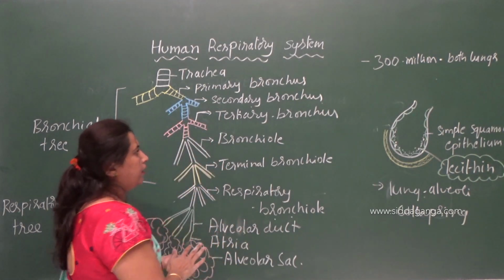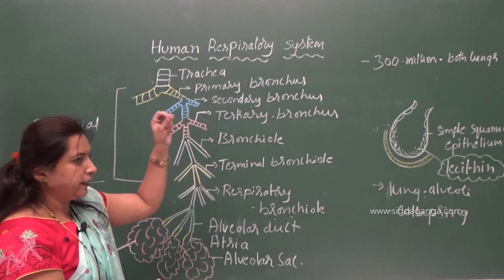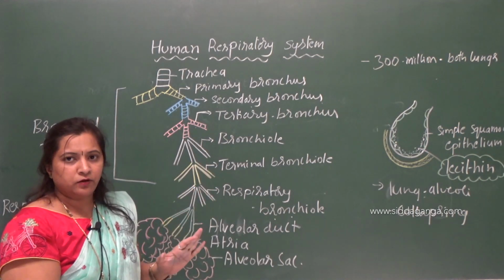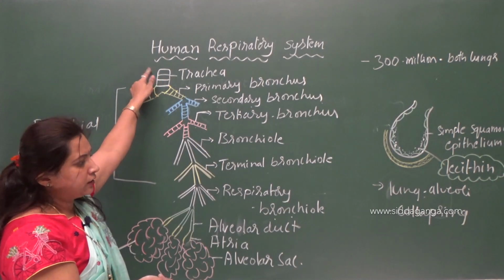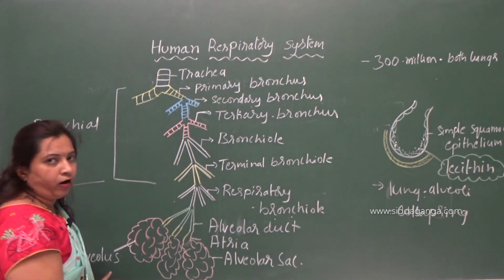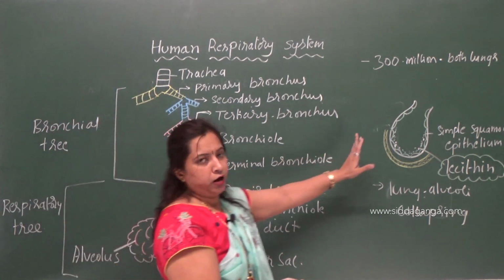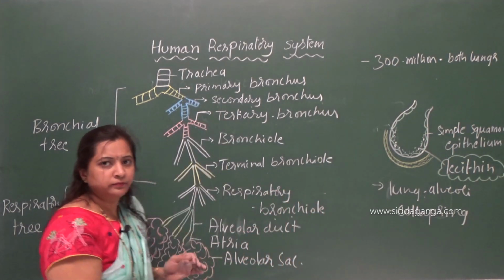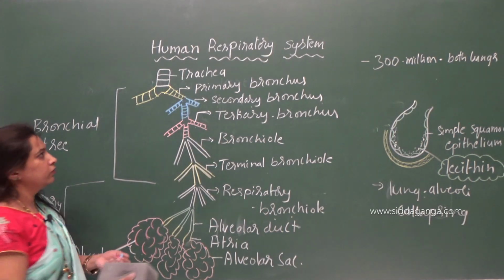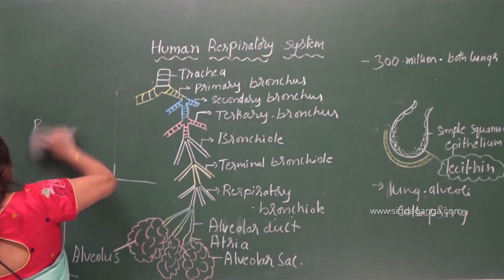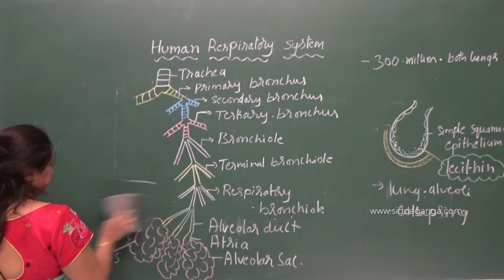So this is the branching. This is the entire respiratory tract, okay. The respiratory tract begins with external nostrils and ends up with alveoli. Understood clearly? So now I will write the flow chart again.